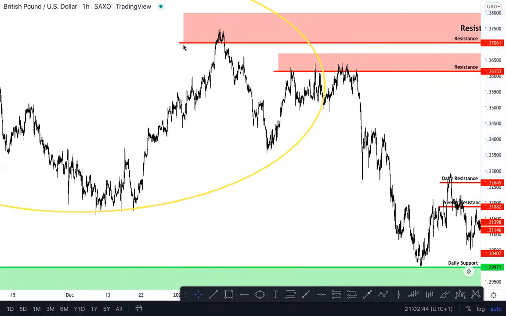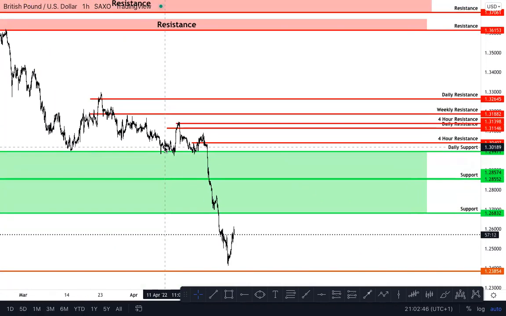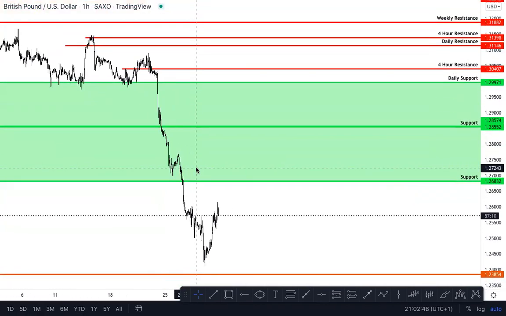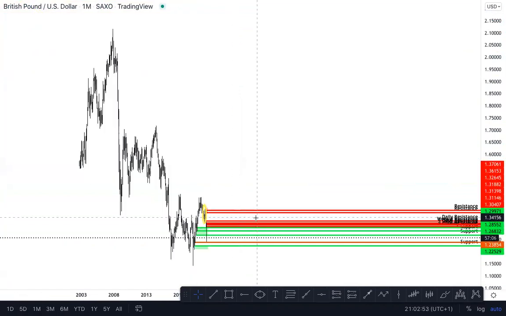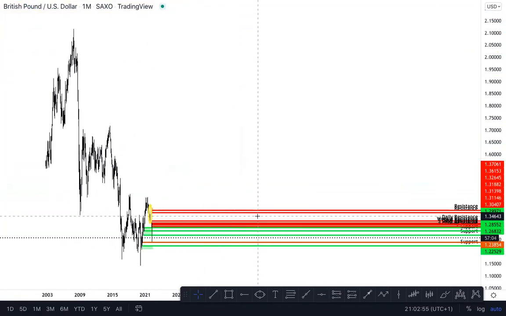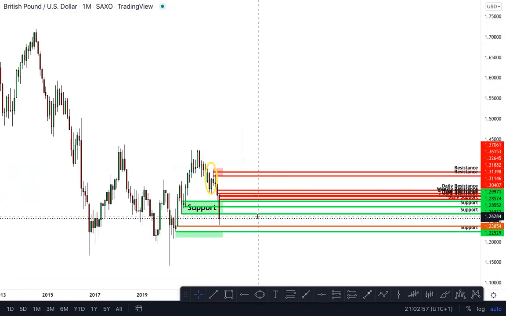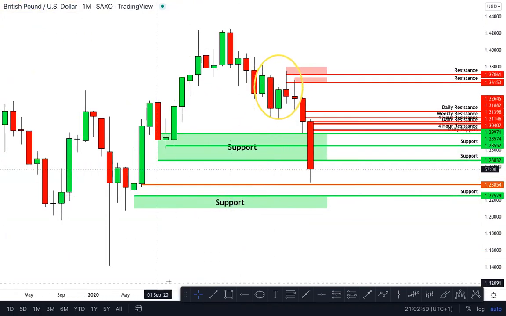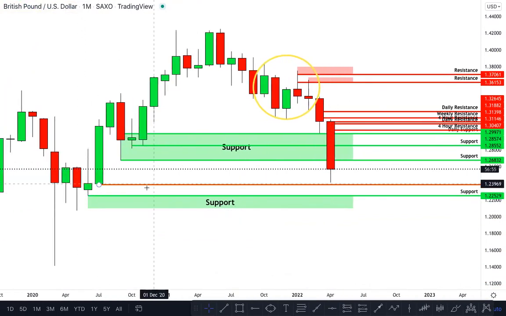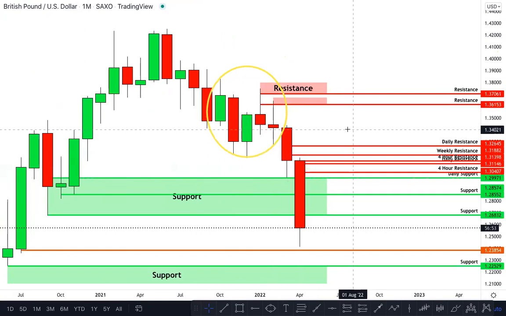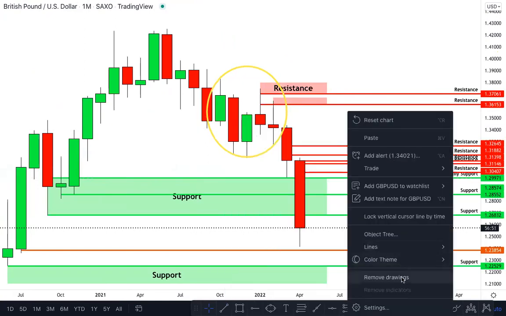Any questions? So let's go over to GU and see what it's doing right now. Let's go over to the monthly time frame quickly. All right, zoom in. If you've got any questions, please just write them up so I can answer them for you. Monthly time frame.